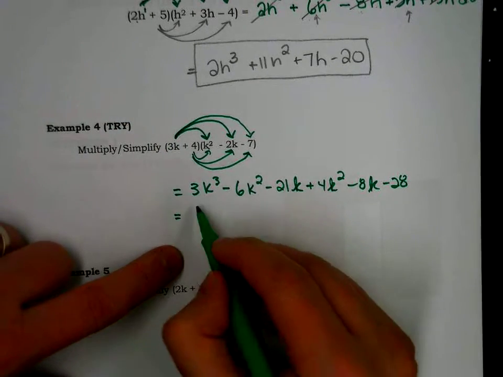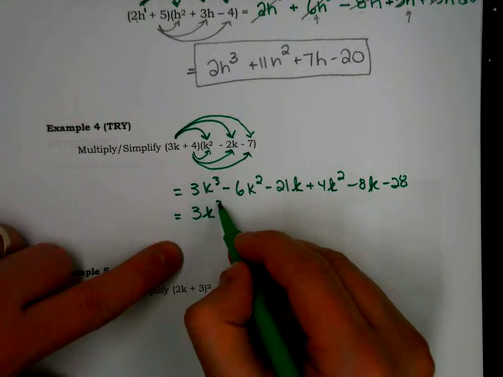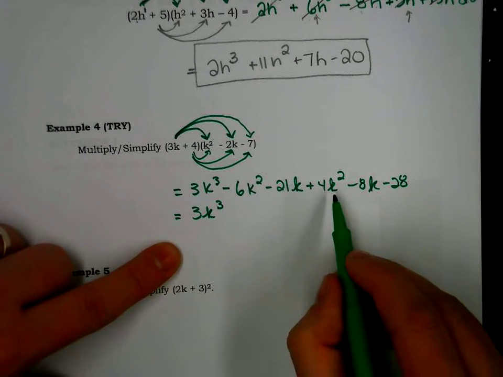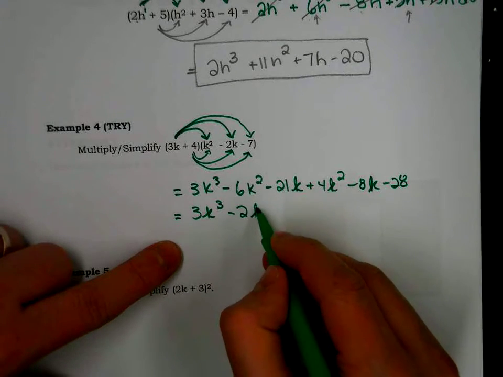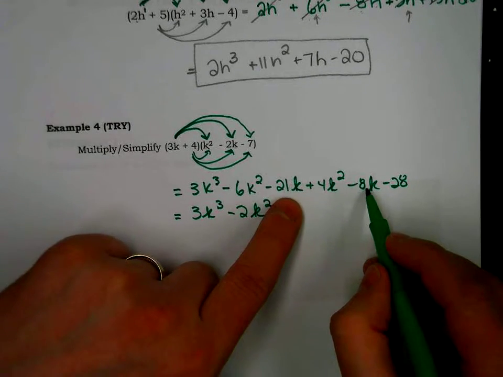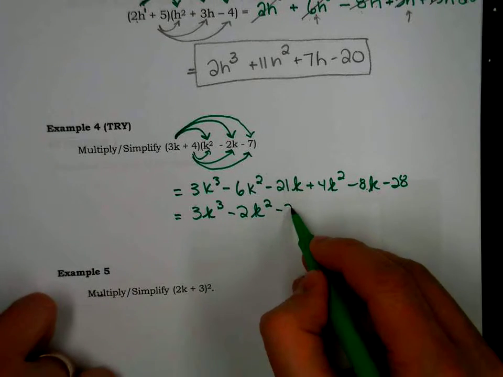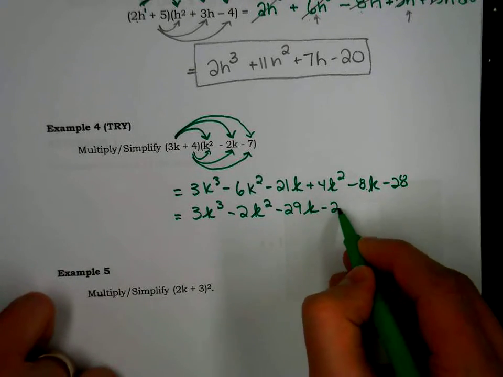Combining our like terms, there is a 3k cubed. There's 2 k squared terms. Combining them results in a negative 2k squared. These combine, both negative, to a negative 29k, and a negative 28 is left over.